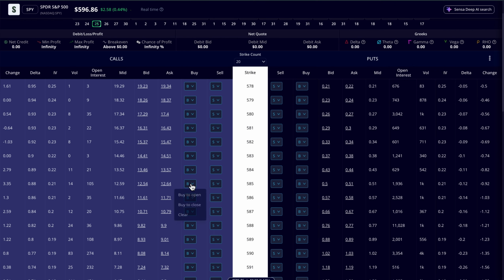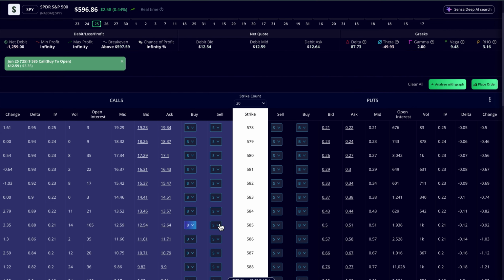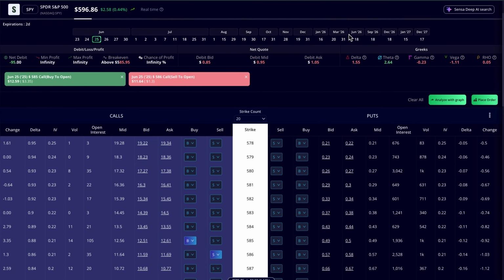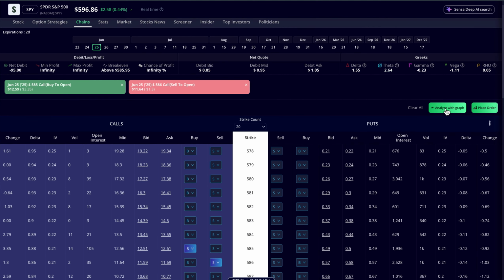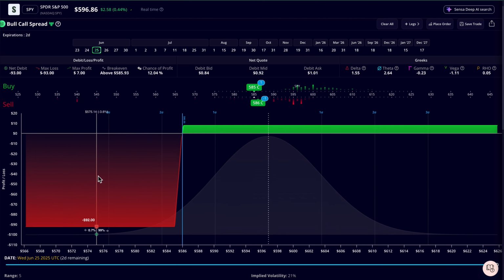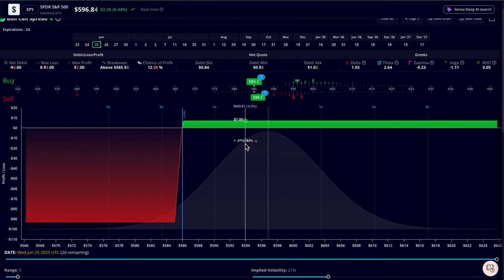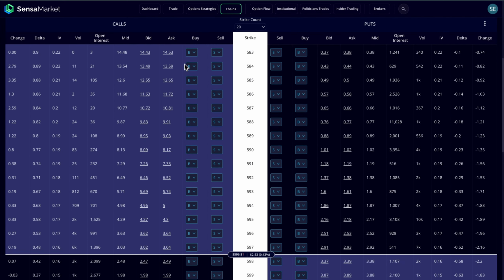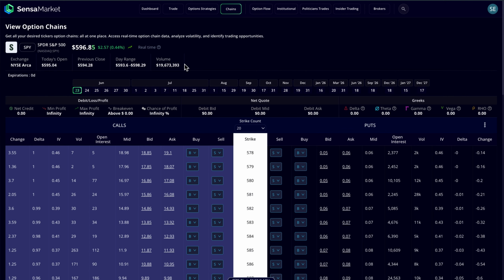Example strategy. Let's say I add a 585 call, buy to open, and a 586 call, sell to open. This builds a bull call spread. When I click Analyze with Graph, the system instantly visualizes this strategy, helping me understand my risk and reward before placing the trade. From selecting a ticker to analyzing multi-leg strategies with real-time P&L and Greeks, the SensaMarket Chain page gives you everything you need to make smart, informed decisions.